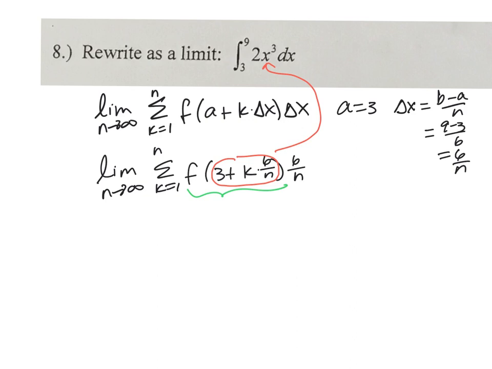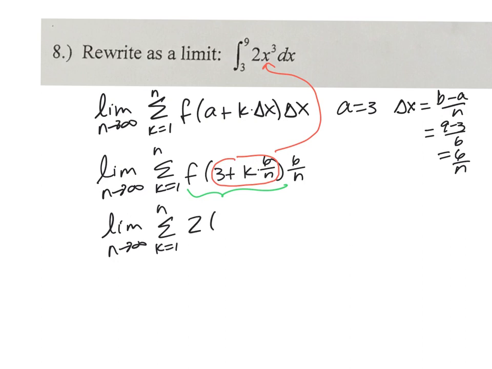So this would be equal to the limit as n approaches infinity of the sum as k goes from 1 to n of, now, if f of x is 2x cubed, then f of 3 plus 6k over n would be 2 times, parentheses, 3 plus 6k over n cubed. It would look like this.